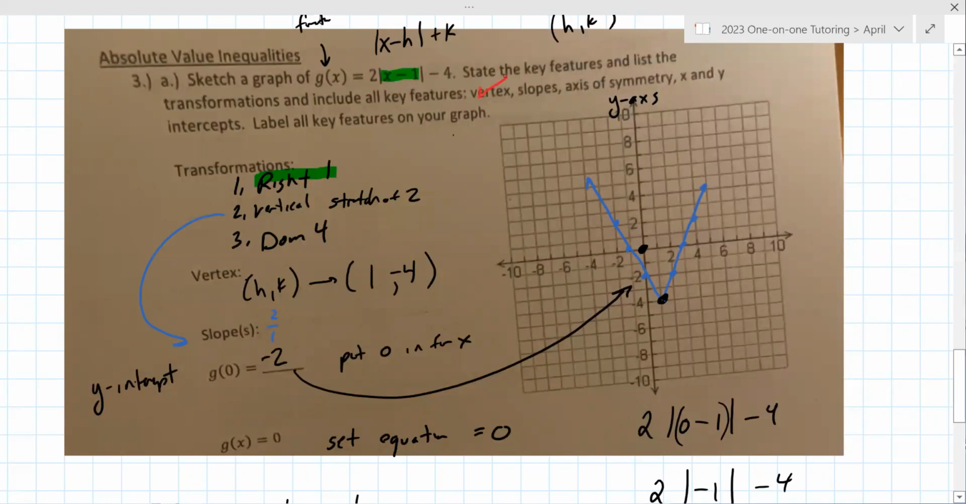Do you have a vertex? Yes. You've got the vertex. Did you get the slopes? Yes. Did you get the axis of symmetry? No, we did not do that, right? And the way your tests are written, they put all this stuff in the top, and you got to make sure you did all that. The axis of symmetry goes through the vertex. So it's x equals h. In your problem, that's x equals 1.